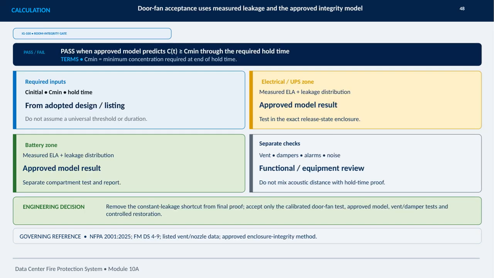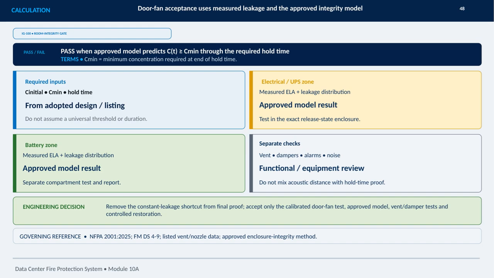This slide defines how we make the room integrity decision for an IG-100 system. Door fan acceptance is based on measured leakage, combined with an approved integrity model, rather than a simplified constant leakage assumption. Pass means the model predicts concentration at or above Cmin throughout the required hold time. Cmin is the minimum concentration required at the end of that period, and both the threshold and duration must come from the adopted design or listing, not from a universal rule.